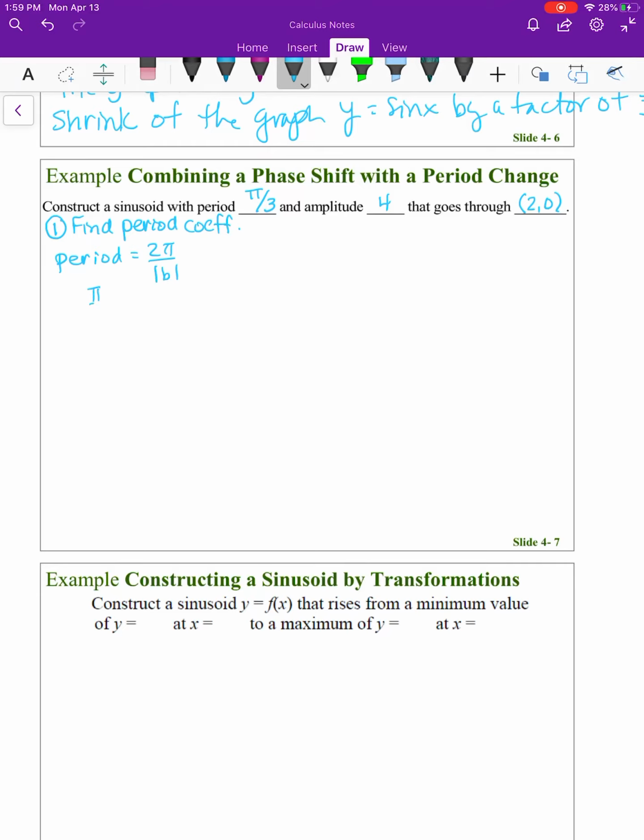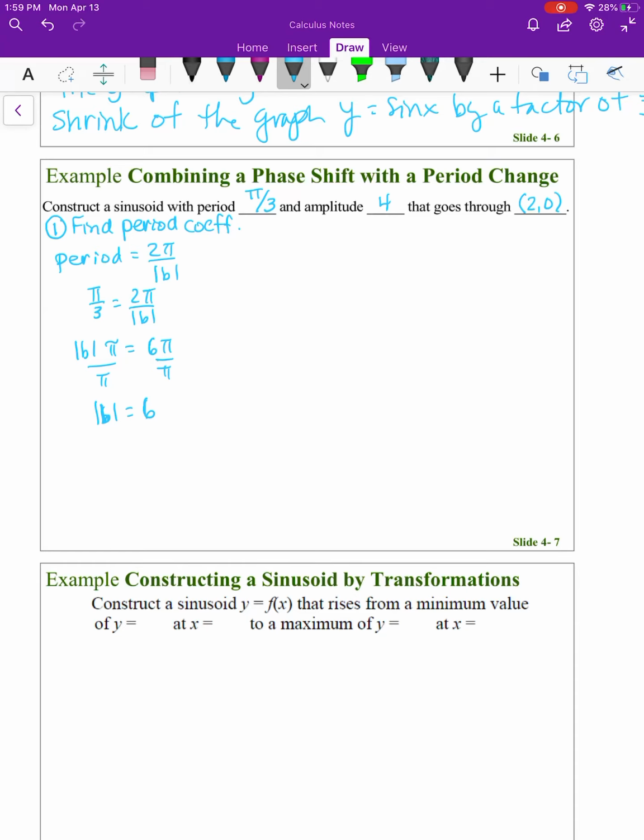Okay, so I know that our period is equal to 2 pi divided by the absolute value of b. Well, they're telling me that my period is pi/3. So that means that pi/3 is equal to 2 pi over the absolute value of b. So I'm going to go ahead and cross multiply. The absolute value of b times pi equals 6 pi. Then divide by pi. So the absolute value of b is 6.